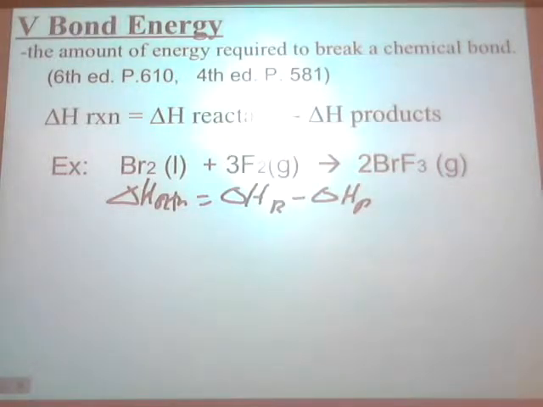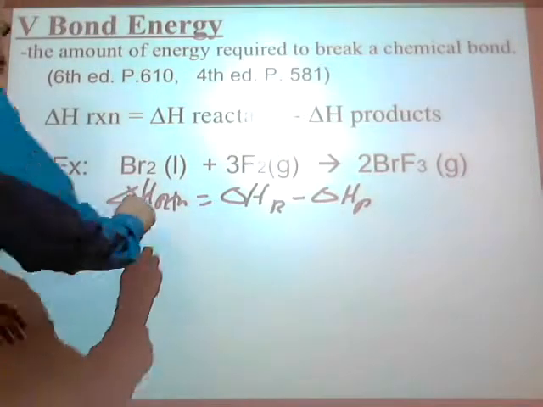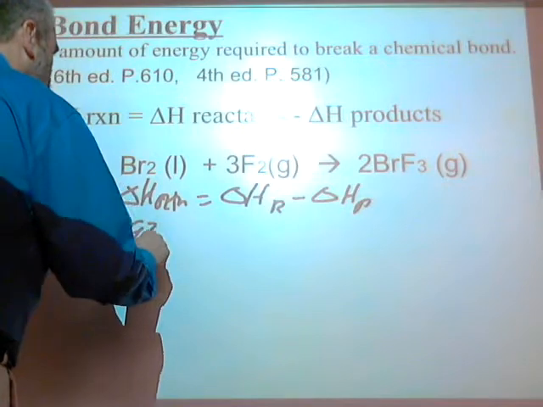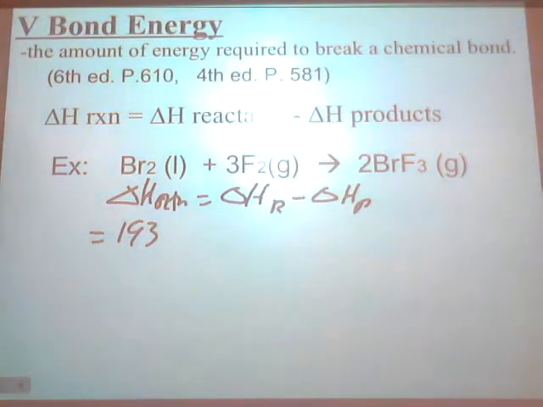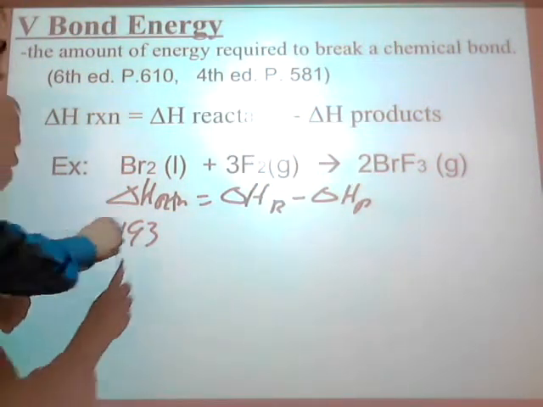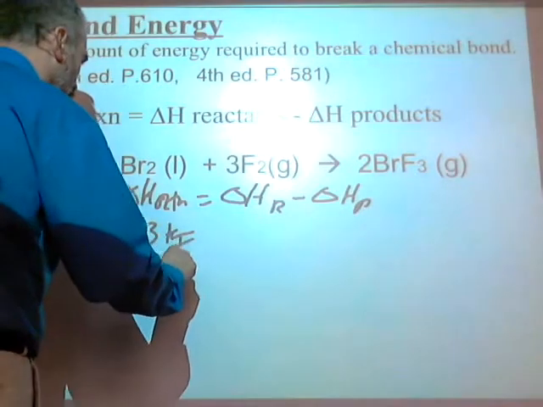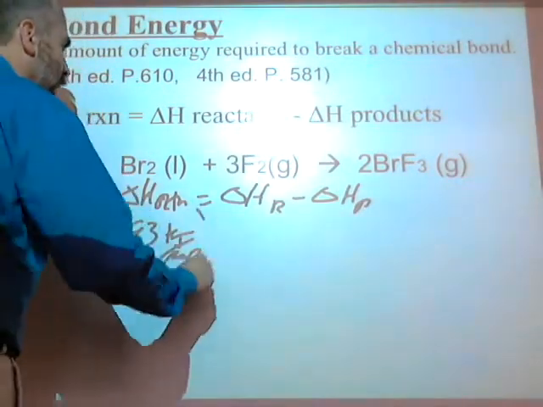So find Br and Br, and what do you get? 193. Everybody get 193? All right. So 193, and what are the units for that? Kilojoules per mole. Okay, so kilojoules per mole. All right. What else do we have?